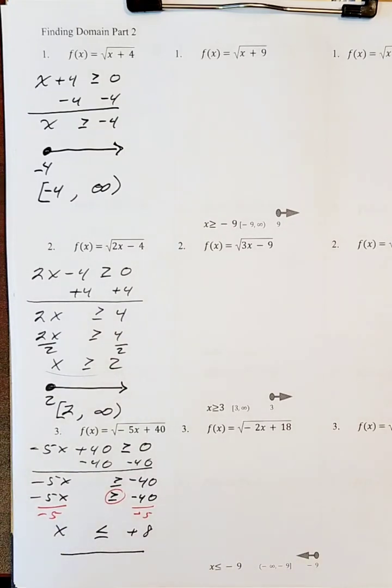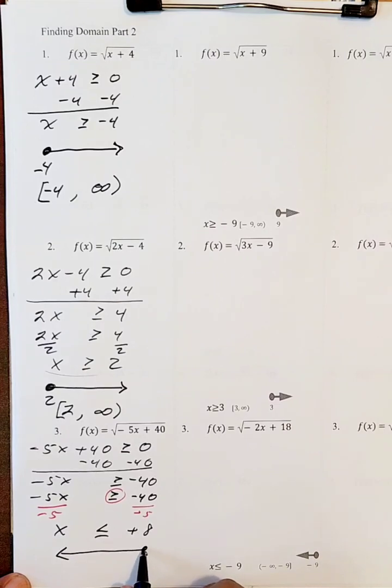So on a number line, this arrow here will be over here on the left, okay, and the 8 will be on the right, and this will be a closed dot because of the equal sign. And so the interval notation for this will be, on the left, negative infinity with a parenthesis, and on the right will be an 8 with a closed bracket.